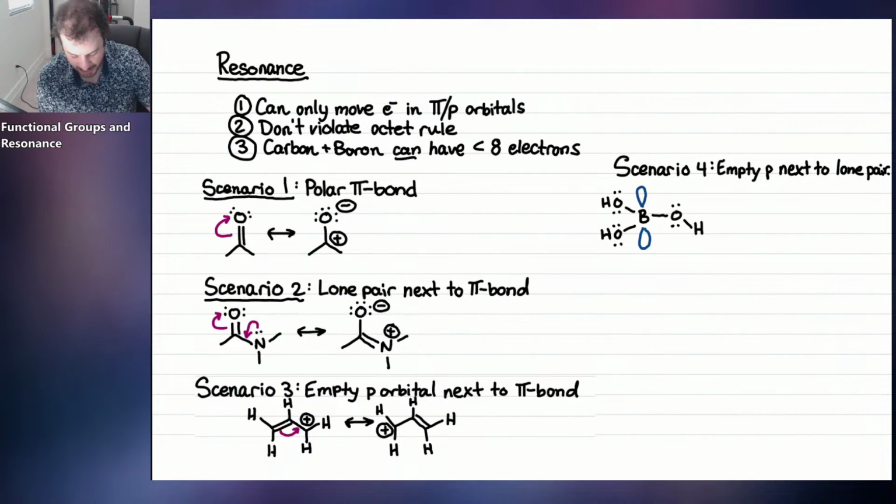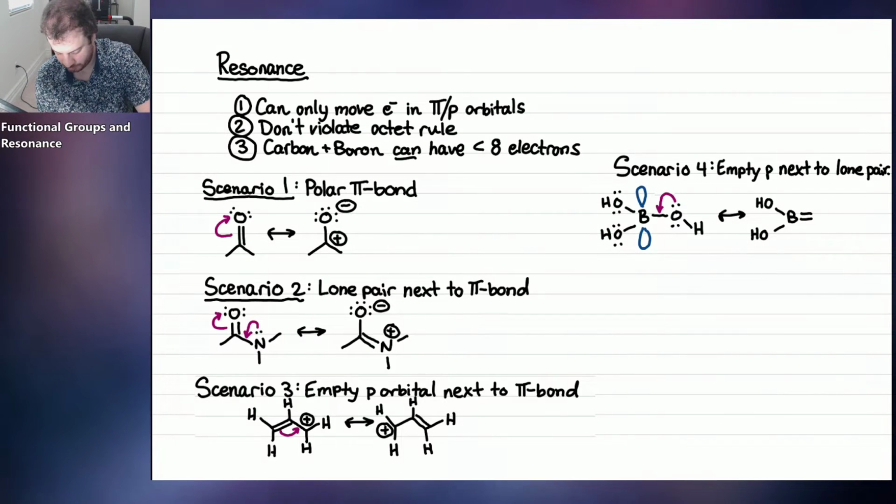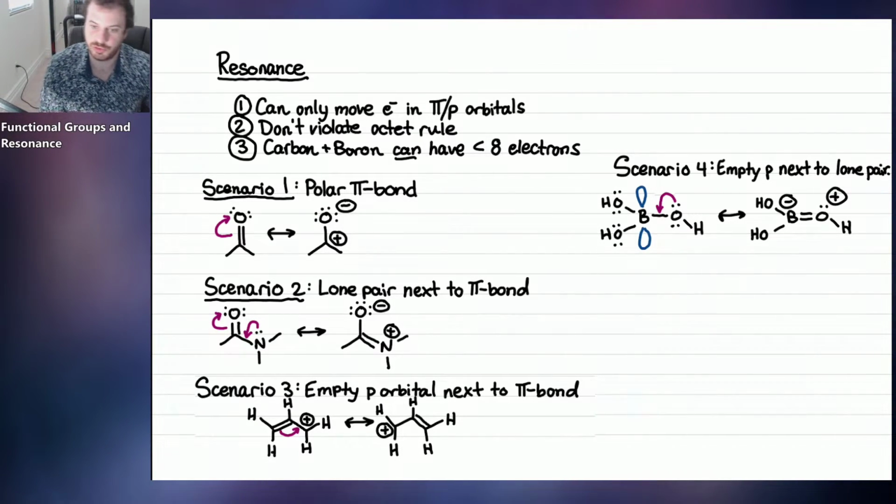Now look what we have. We have some lone pairs next to empty p. So we can move those lone pairs towards the empty p orbital and create a resonance structure. Assign the formal charge, it would look like that. And empty p next to lone pair.